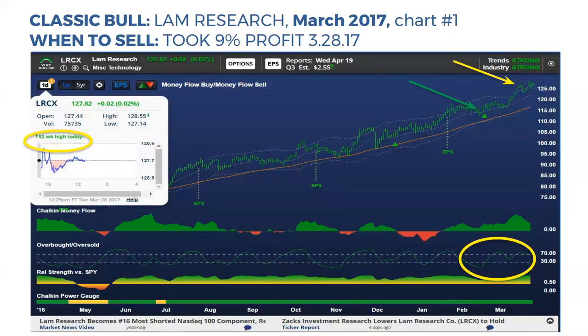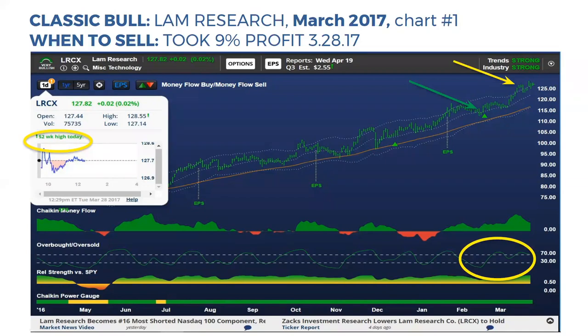And how do I know that? By the overbought, oversold indicator. So let's go back to the chart. The third line up, you'll see overbought, oversold, and I circled it here. Because as we all know, prices don't just go straight up or straight down. I call them zigzagging. They zigzag up, they zigzag down, across, you know, they'll kind of go all over the place.